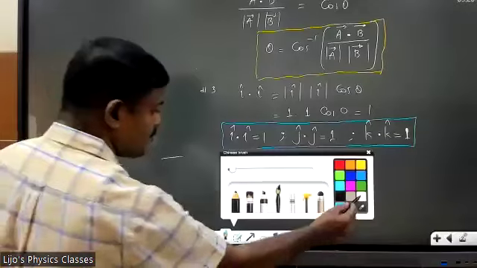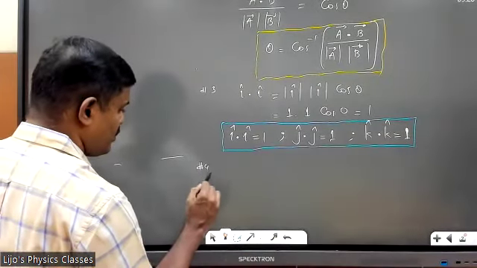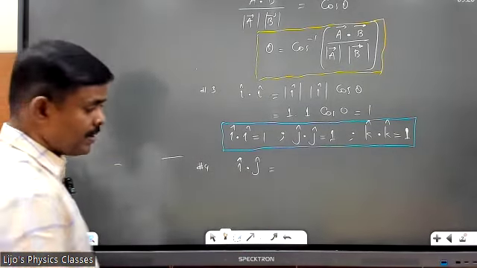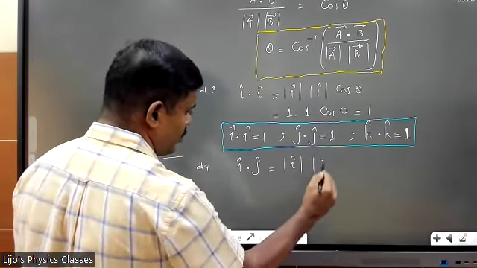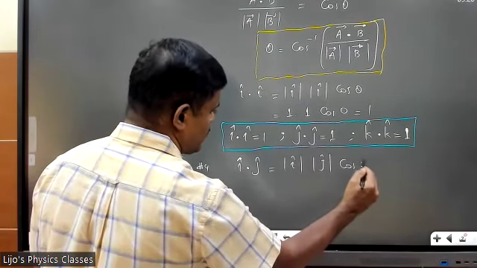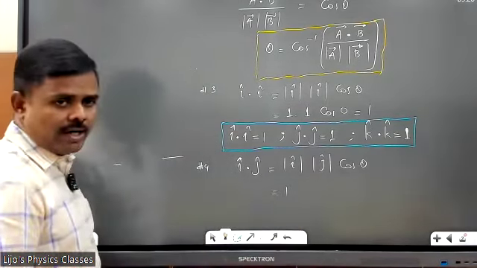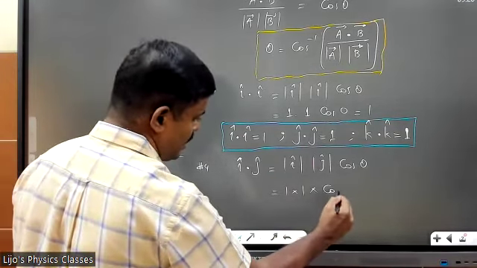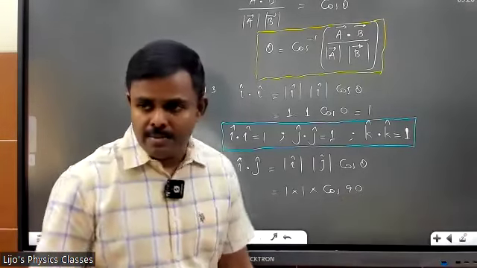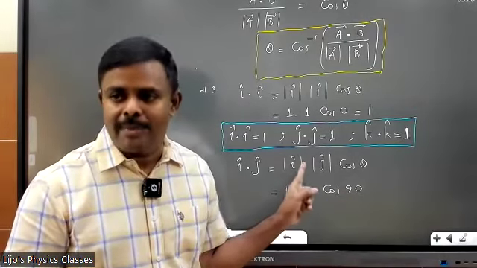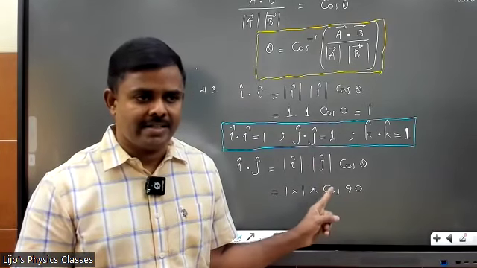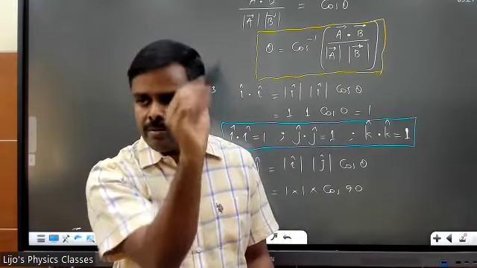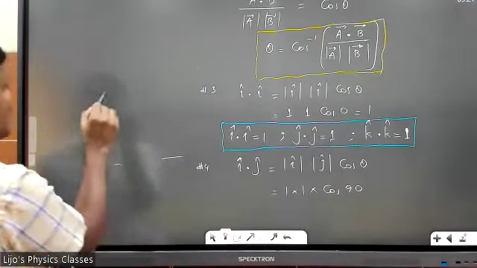Now, number 4. The other one we can also write. What if you take I dot J? Different unit vectors. Modulus of I into modulus of J into cos of theta. Modulus of I is 1. Modulus of J is 1. Theta is 90. Why is it 90, Karnik? Because I is on the x-axis and J is on the y-axis, they are perpendicular.